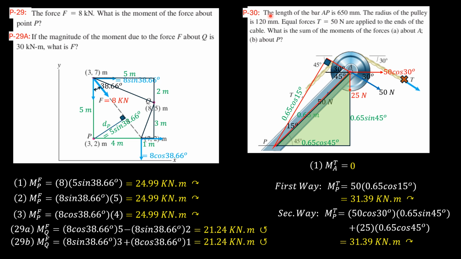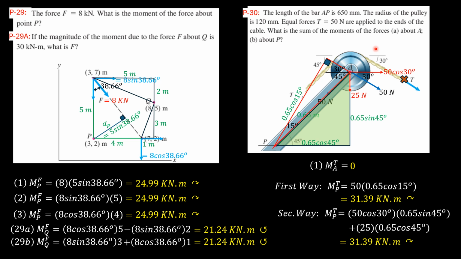So here is the problem. The length of the bar AP is 650 mm. The radius of the pulley is 120 mm. Equal forces T equals 50 newtons are applied to the ends of the cable. What is the sum of the moments of the forces A about point A and B about point B?